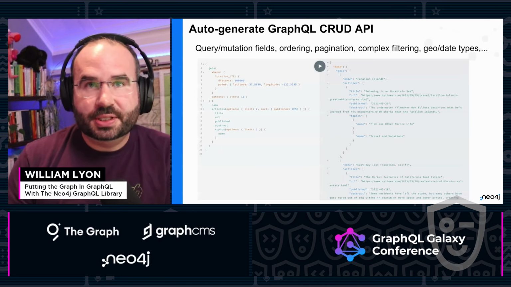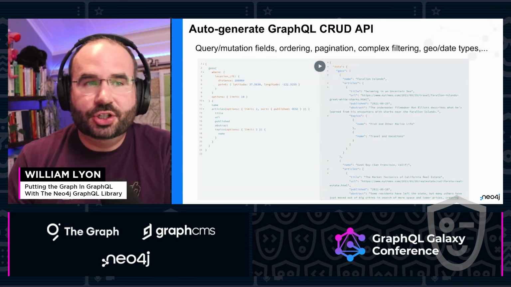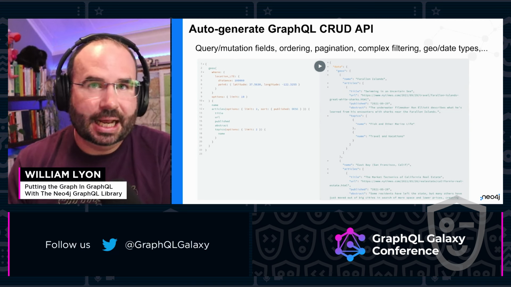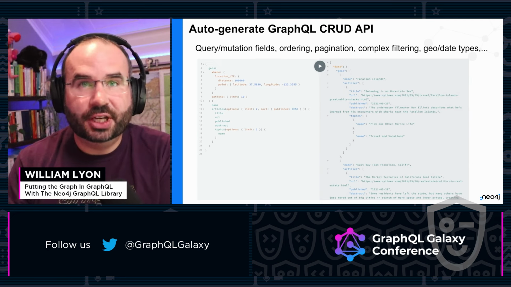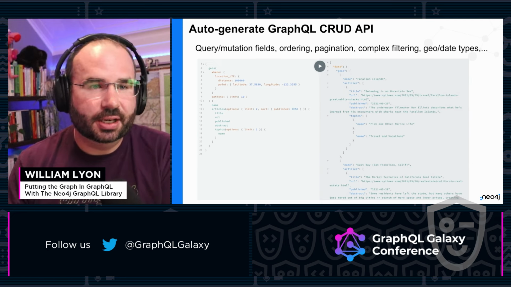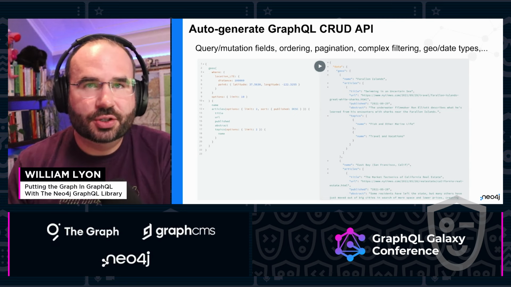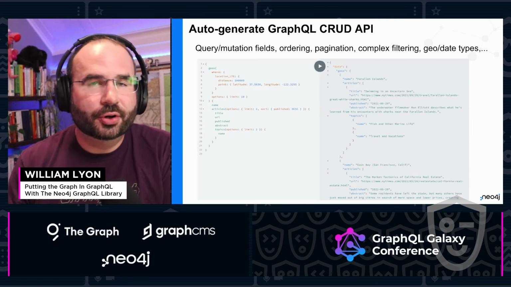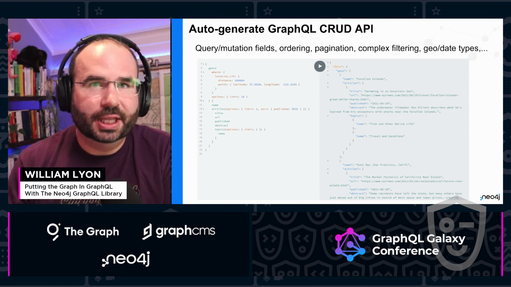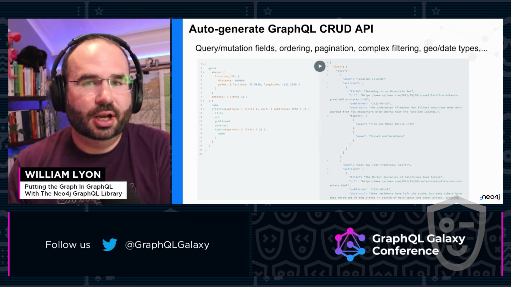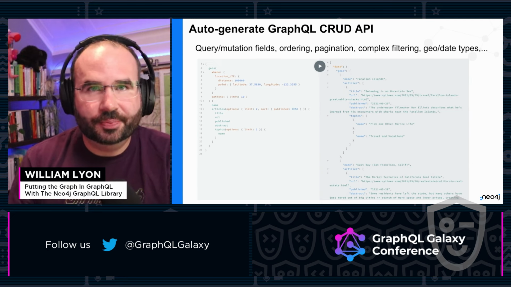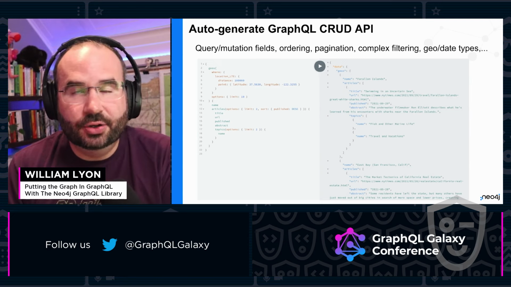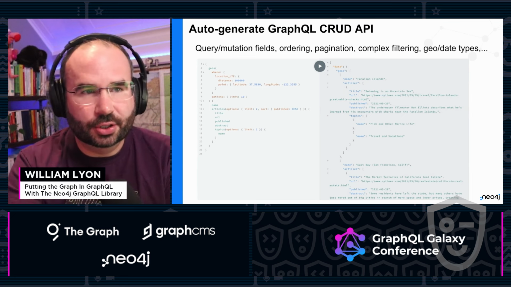The Neo4j GraphQL library will take those type definitions and then generate a full CRUD GraphQL API with create, read, update, delete operations for each type declared in the schema. Of course, there's a lot that can be configured in what is generated, but by default, we get query and mutation fields for each one of our types, ordering, pagination, Relay connection pagination, complex filtering, as well as the geo and date types that are supported natively in the database. And this is how we built that news graph GraphQL API that I linked earlier.